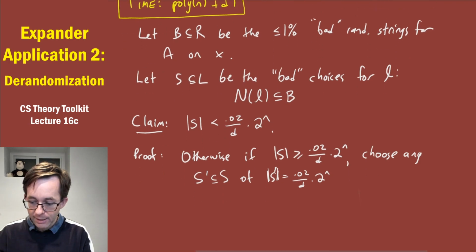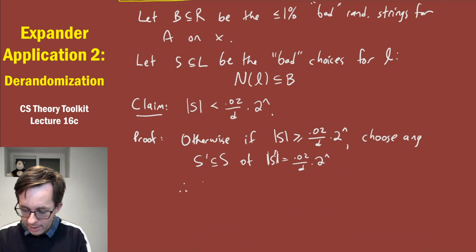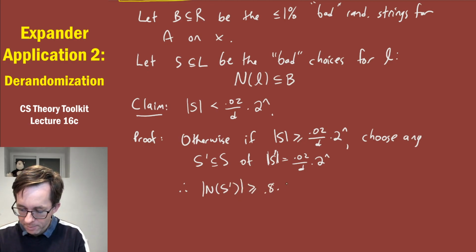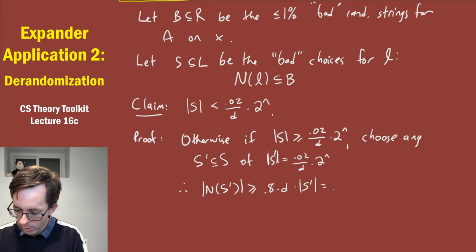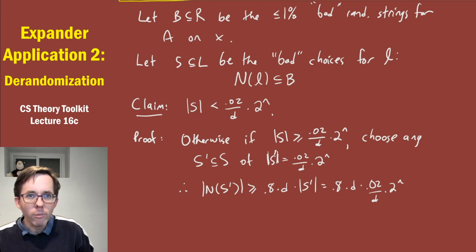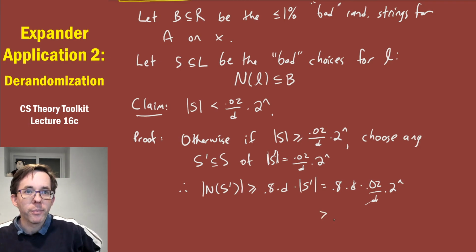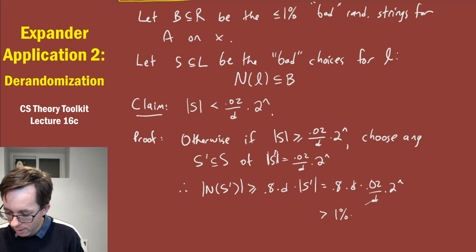So this S prime is an expanding set. Therefore, by the expansion property, the size of the neighborhood of S prime is at least 0.8 times D times the size of S prime, which is 0.8 times D times 0.02 over D times 2 to the n. The D's cancel out, and this is 0.16 times 2 to the n. That 0.16 is cooked up to be greater than 1%, actually greater than 1% times 2 to the n by quite a bit.